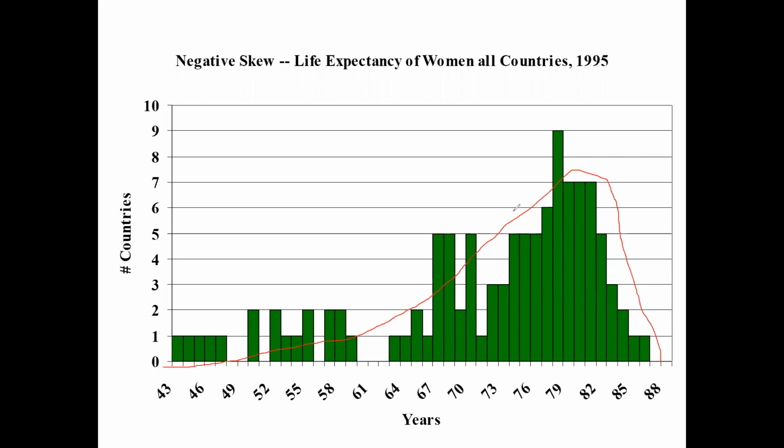And here, the mean is going to be lower than the median and the mode. The mode is the most frequently occurring score, so this is the mode. This would be the median, and this would be the mean, more or less, which is pulled downward by a few low scores, right?